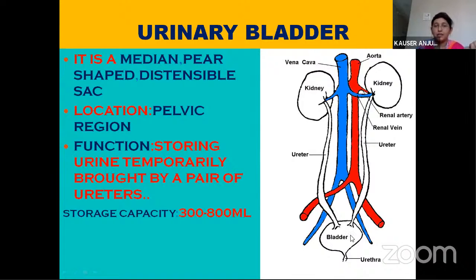Okay, so this is about the urinary bladder. The urinary bladder is 1 in number. It is median in position. It is pear shaped and it is a distensible sac. And its location is in the pelvic region.